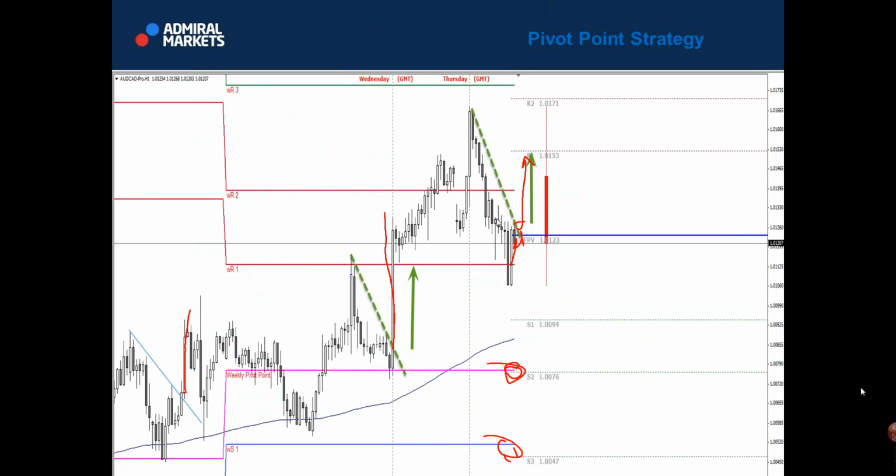But generally, I need to say, and I will always say, that the bigger the confluence is, the stronger the level is.